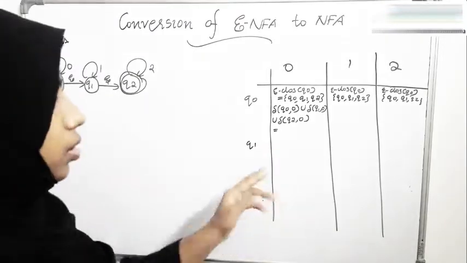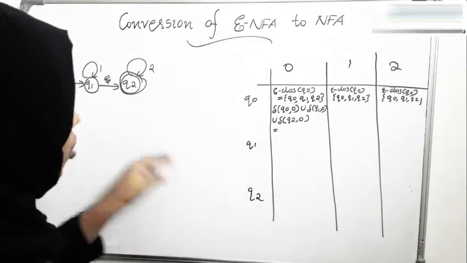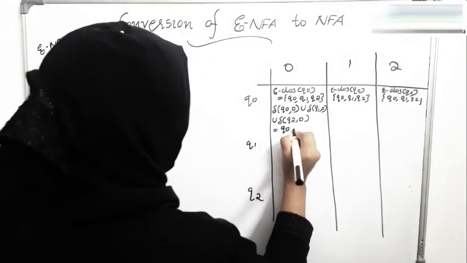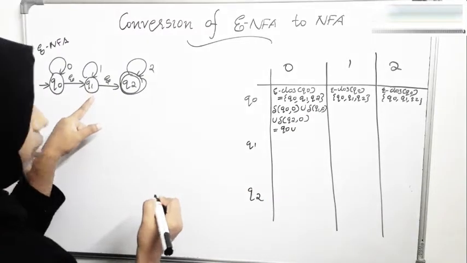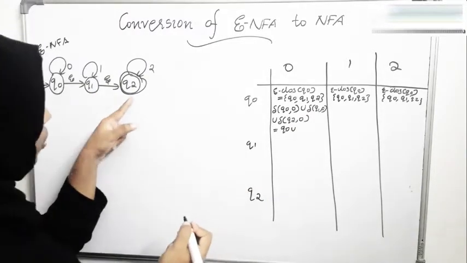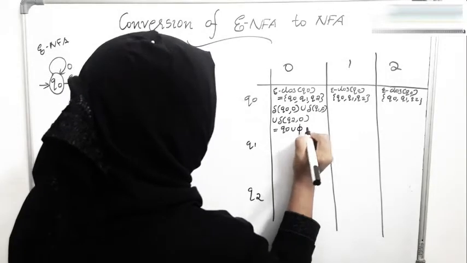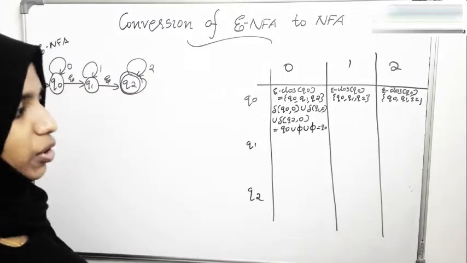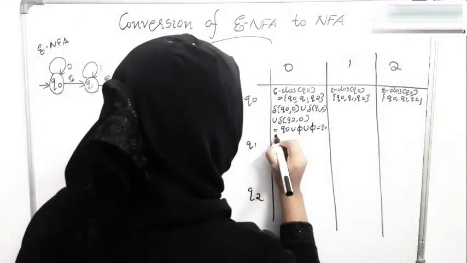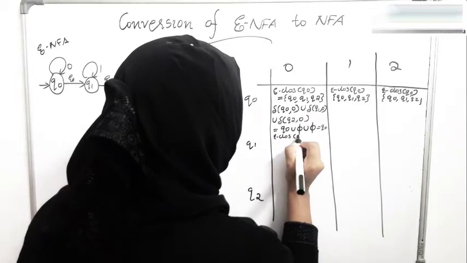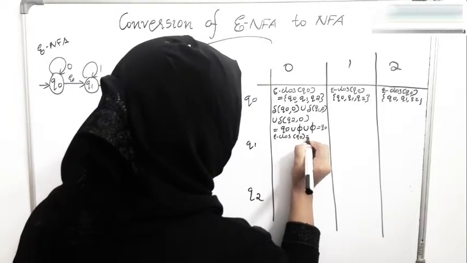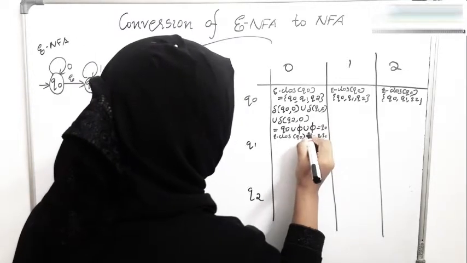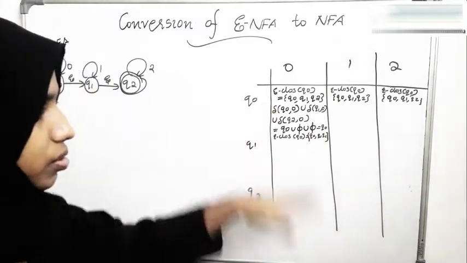I am writing it only once. Delta of Q0 comma 0 is Q0 itself. Q1 comma 0 is not defined. Q2 comma 0 is not defined. So this is simply Q0. Now take the epsilon closure of the result once again. So E close of Q0 is Q0, Q1, Q2. We have to do the very same computations all over in this table.